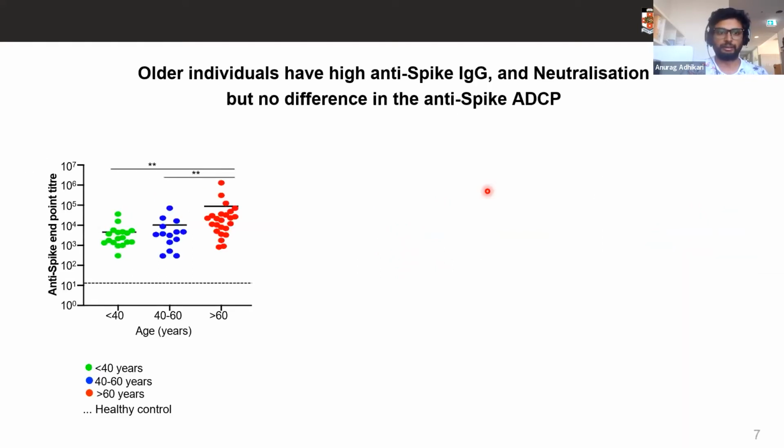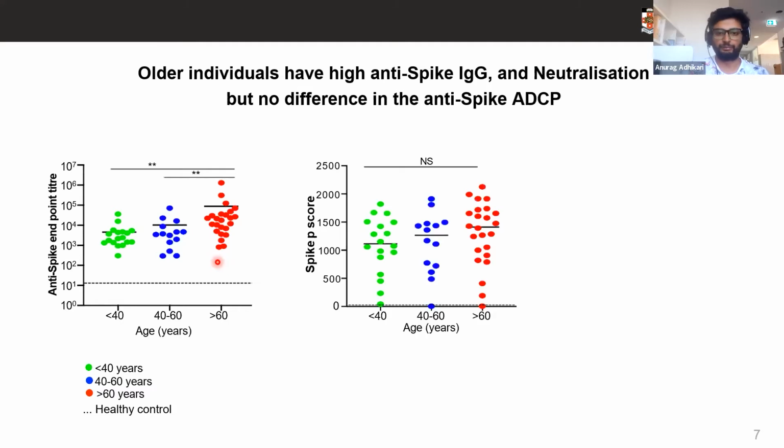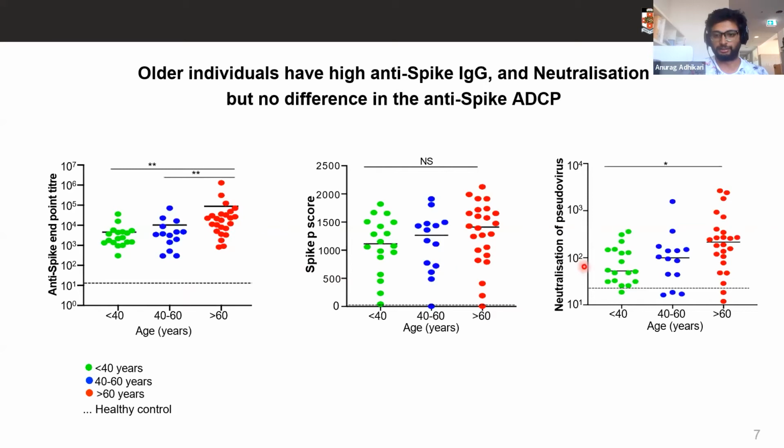And also, we categorized our patients into different age groups. As you can see, the older individuals had higher titer, higher ADCP, and higher neutralization function.